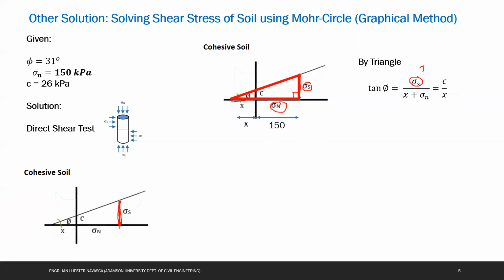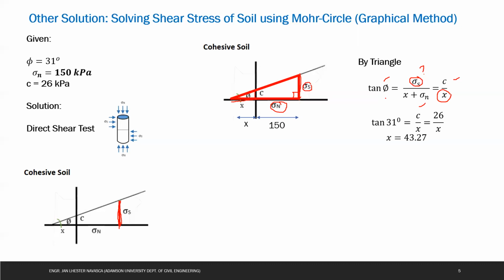Given all the data, we have phi, sigma n, and the cohesion value. In order to solve for sigma sub s, or the shear stress at failure, we need to find c over x. If we find the value of x, we can solve for sigma s. Using this relationship, tangent phi, which is c over x, equals tangent 31 equals 26 kPa over x. Solving for x, that is 43.27 kPa.